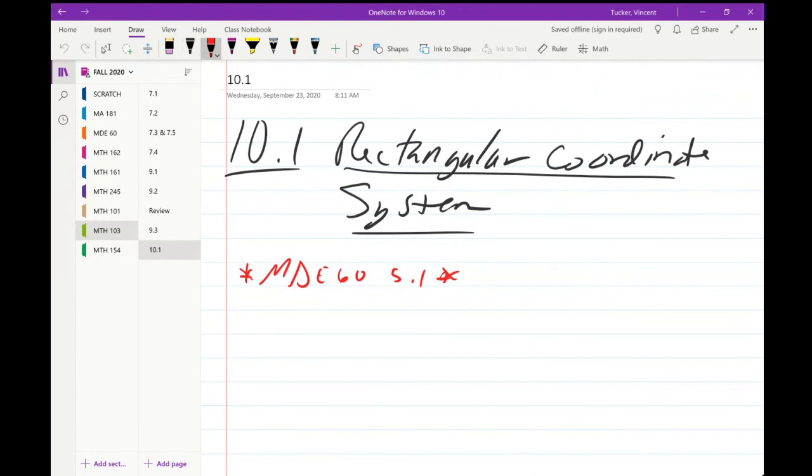Last thing in this section, might be able to make it happen. Let's see.